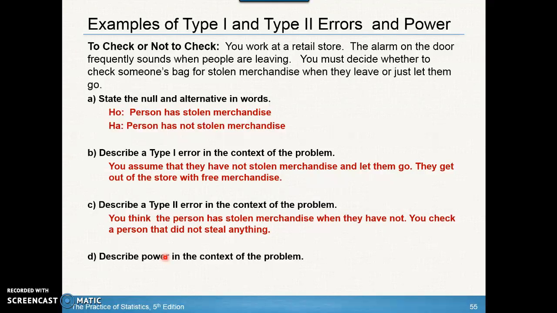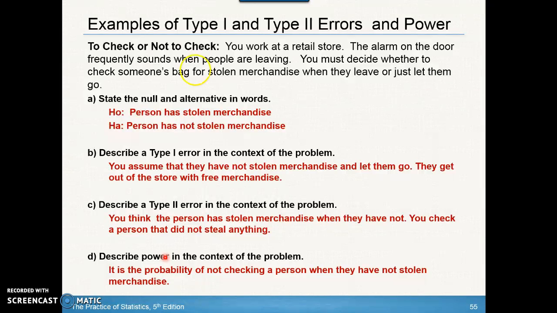Describe the power in context of the problem. So that's basically just saying interpret, because you don't have a number for the power. So it's the probability of not checking a person when they have not stolen merchandise. So the ability to reject the null, so rejecting it is not stolen merchandise, is the probability of not checking a person when they haven't stolen it.